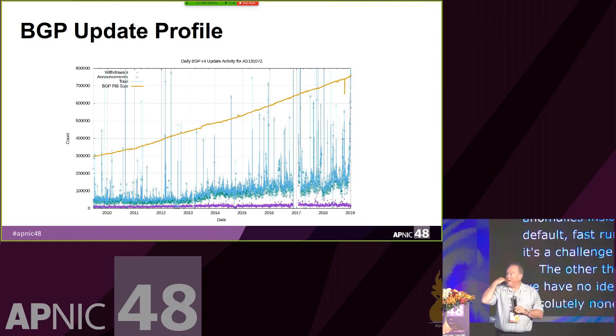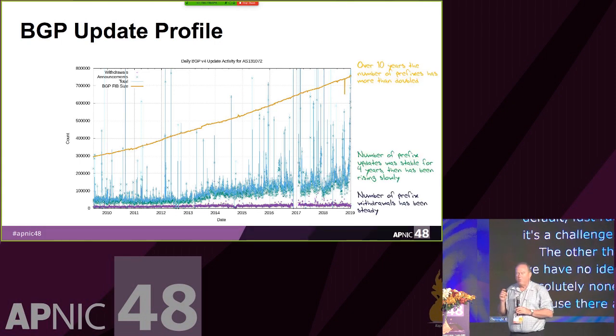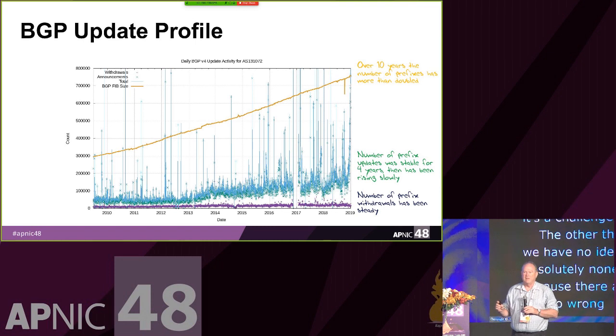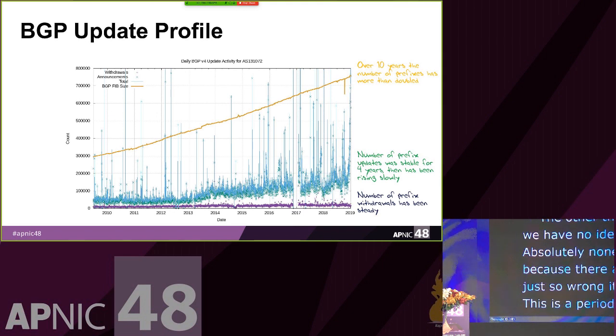So I put up this graph here because there are a couple of things here which are just so wrong, it's not funny. And this is anti-gravity. This is the period since 2009 to, I don't know, a month or two ago, 2019. And the orange line is the number of prefixes inside the V4 routing space. It went from 300,000 to 750,000.